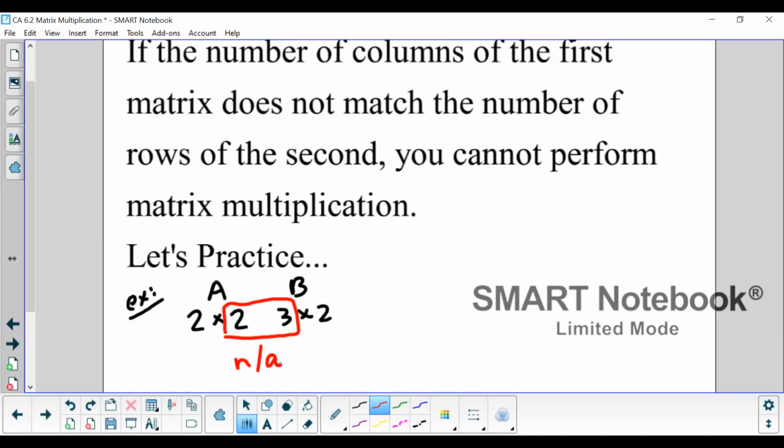So it's the rows of the first times the columns of the second. So they have to match exactly the number of them. So always check that before you get started, because otherwise you might end up doing a whole bunch of math and then only to find out it wasn't applicable anyway. It wasn't defined, and you'll be frustrated.